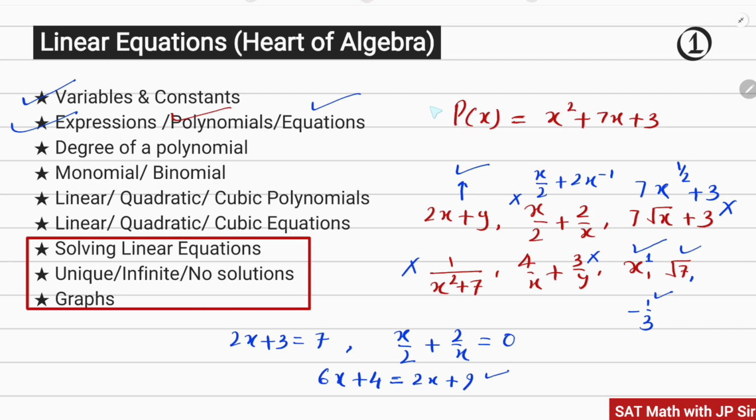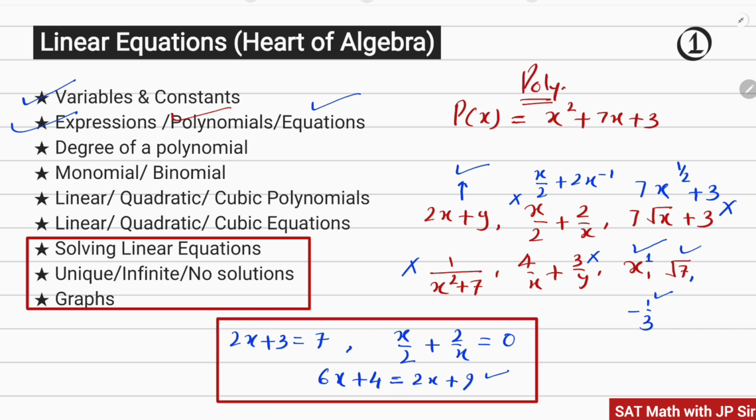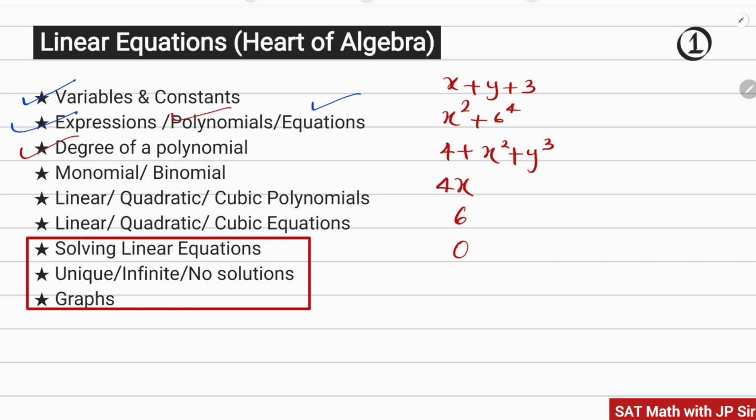Okay, so it is still a polynomial. It's not an equation. An equation is in this form. So I hope you have understood the difference between expressions, polynomials and equations. Now, degree of a polynomial. Okay, we have some polynomials here and we have to write their degrees.